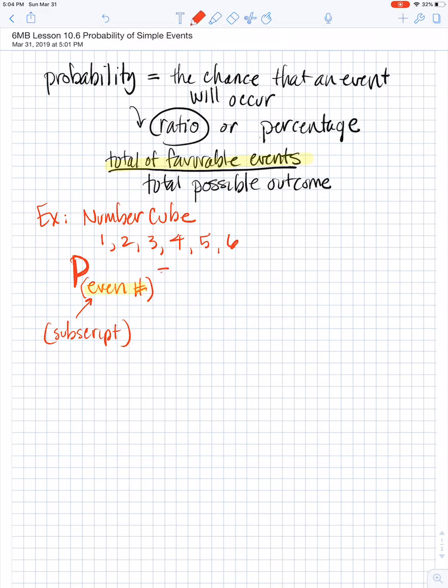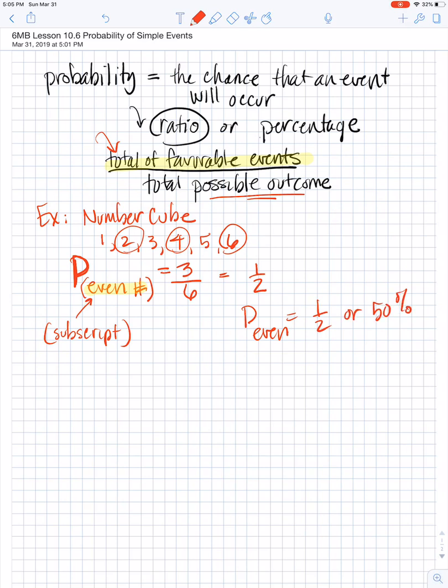So then I have to go back up to my number cube and say, well, okay, how many of these numbers are even? What is the total of the favorable events? Well, 3 of them are even, and I have to divide that by the total possible outcomes. Well, there are 6 total numbers. So this fraction simplifies to 1 out of 2. The probability of rolling an even number is 1/2 or 50%.